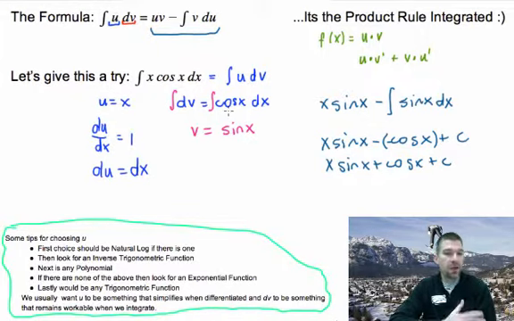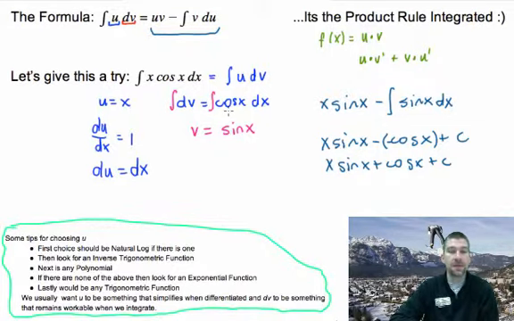If there are really no polynomials, look for an exponential function. And then lastly, look for the trig function. Notice that we did not pick trig to be u. We usually want u to be something that simplifies when we take the derivative.